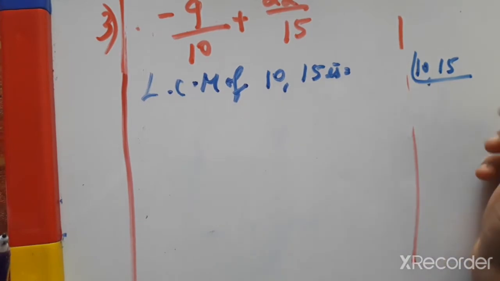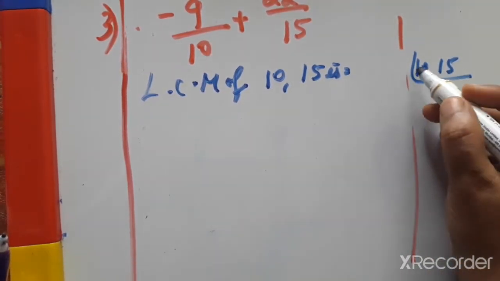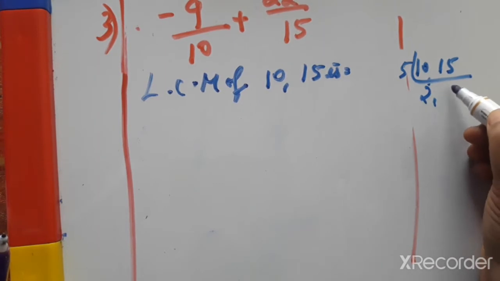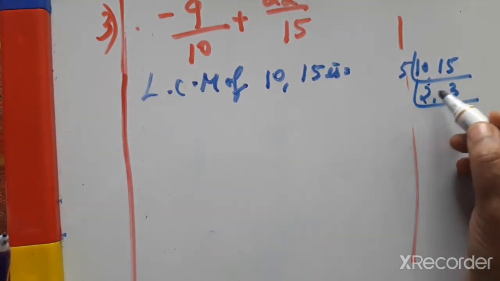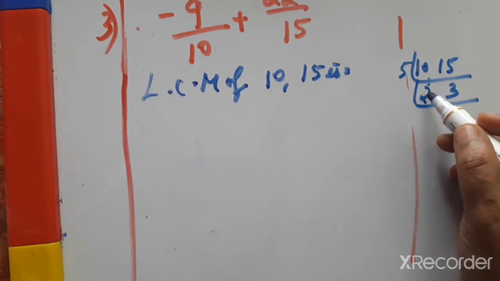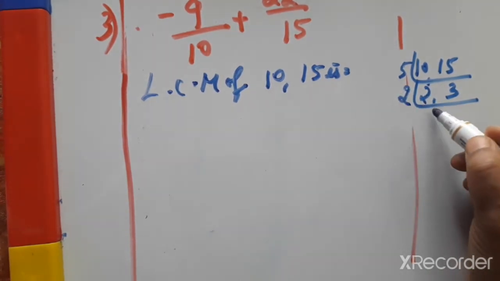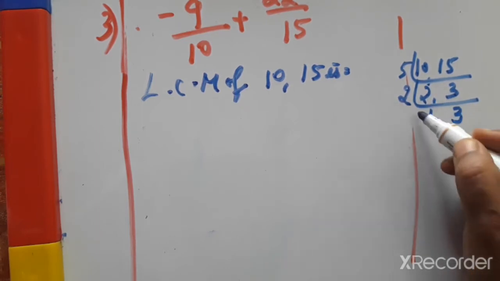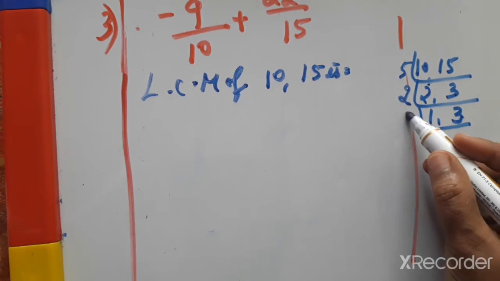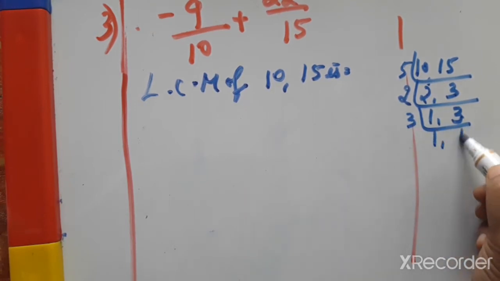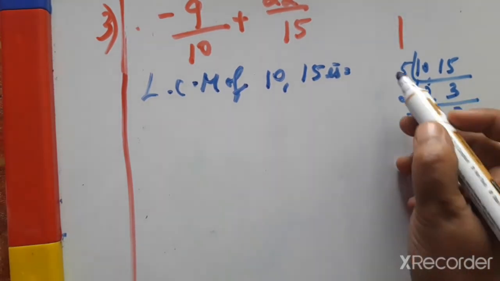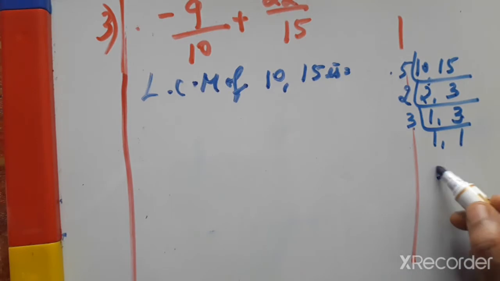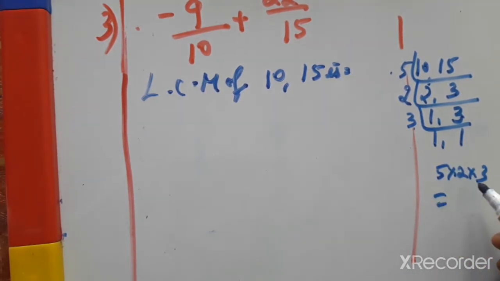Which table will both 10 and 15 multiply with? 5 ones are the table: 5 2s are 10, 5 3s are 15. 2 and 3 will not multiply with the same table, so we consider 2. 3 will not multiply with 2 ones, so 3 as it is, then 3 will multiply with 3 ones. For LCM, at last we have to get 1 as the remainder. Now LCM is 5 into 2 into 3: 5 2s are 10, 10 3s are 30.